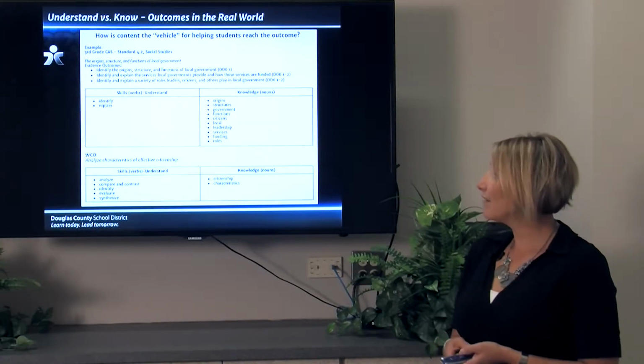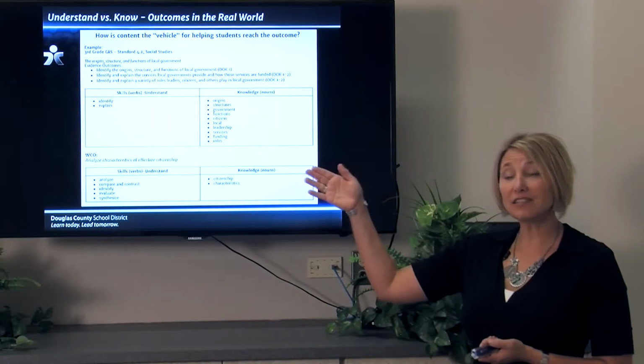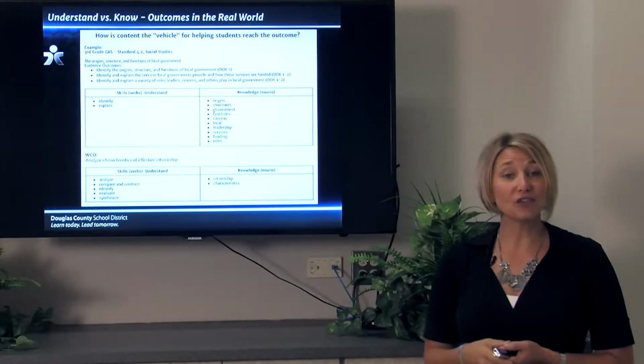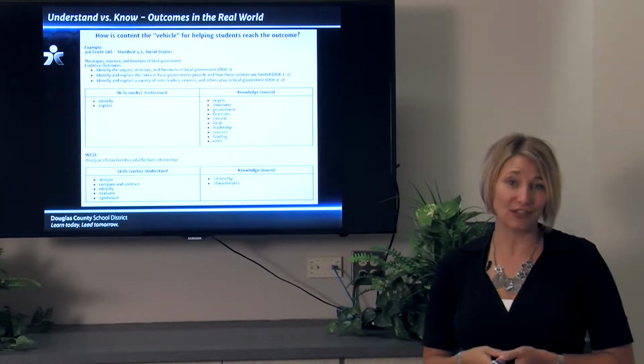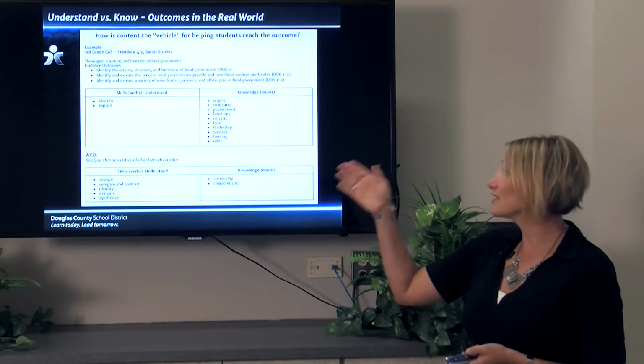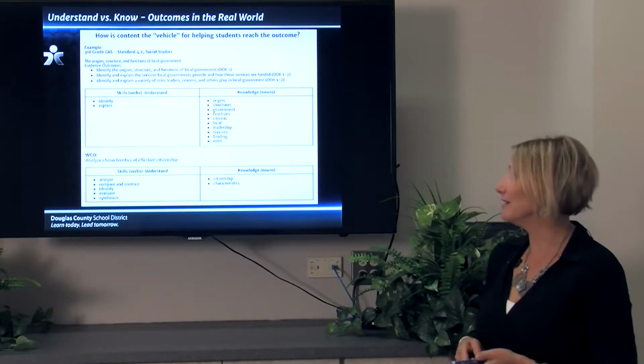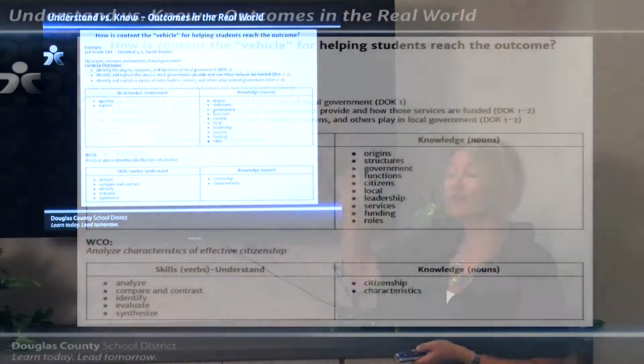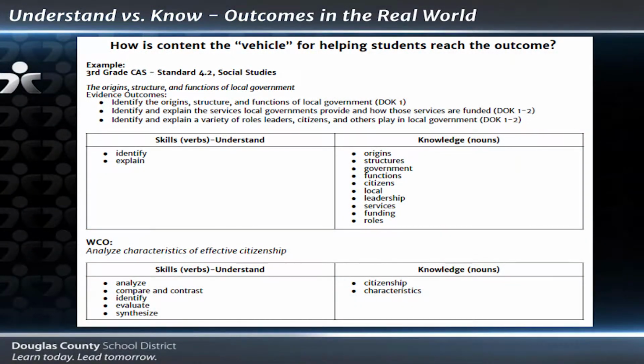So if you were working with a teacher in your building, the first thing you would want to do is have them identify the skills and the knowledge that students would need to understand in order to achieve mastery in this particular standard. The skills, which are verbs that they would need to understand, are listed right in the evidence outcomes. Identify and explain. The knowledge, or the nouns, are also identified directly in the evidence outcomes. We have origins, structures, government, functions, citizen, local, leadership, services, funding, and roles.